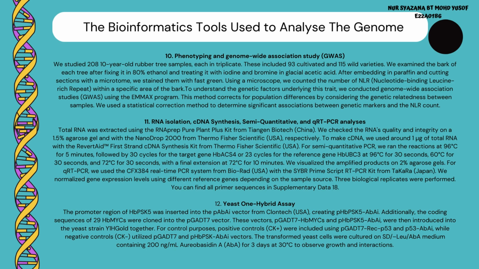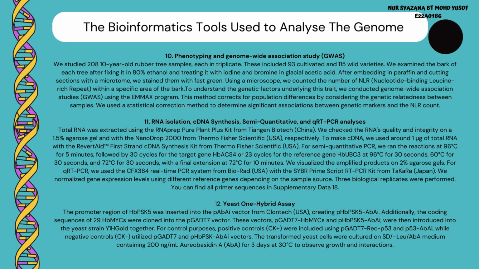RNA isolation, cDNA synthesis, semi-quantitative, and qRT-PCR analysis. Total RNA was extracted using the RNAprep Pure Plant kit, and its integrity and quality were evaluated. Approximately 1 µg of total RNA was synthesized using a RevertAid first-strand cDNA synthesis kit. Semi-quantitative PCR was performed, and qRT-PCR was performed using the CFX384 real-time PCR system. Relative gene expression levels were normalized using 18S RNA, HbUBC2b, HbUBC3, and HbGAPDH. Three biological replicates were conducted.